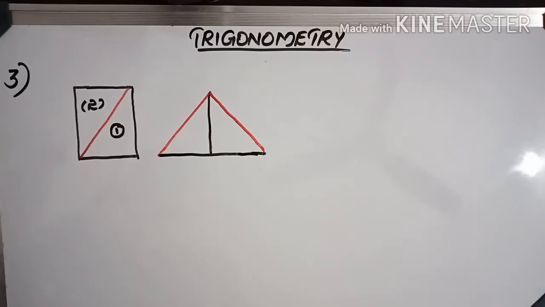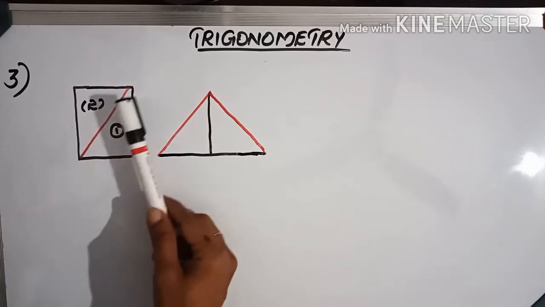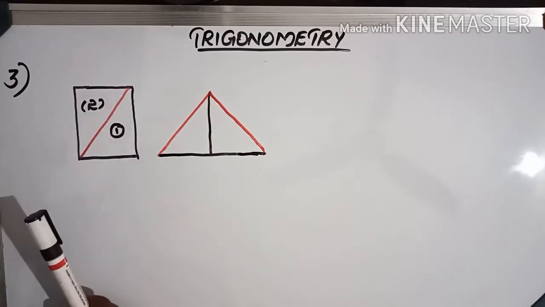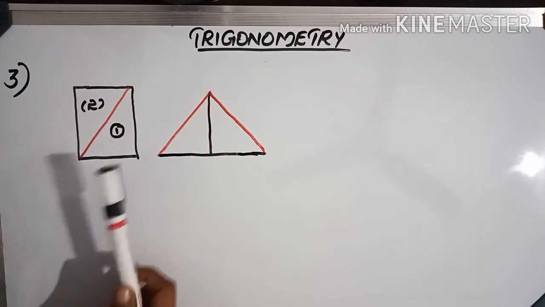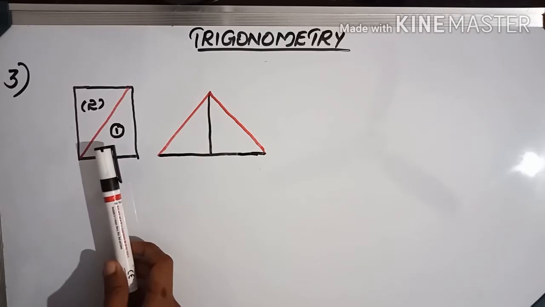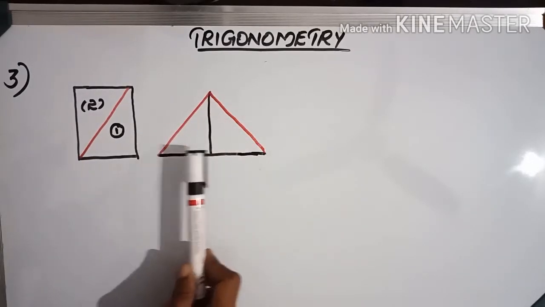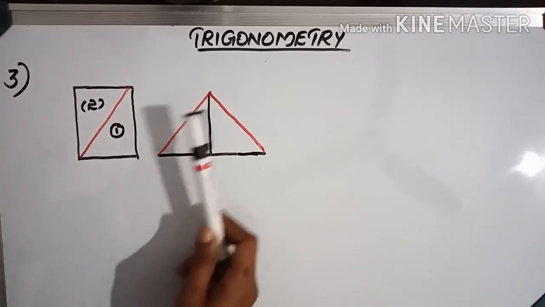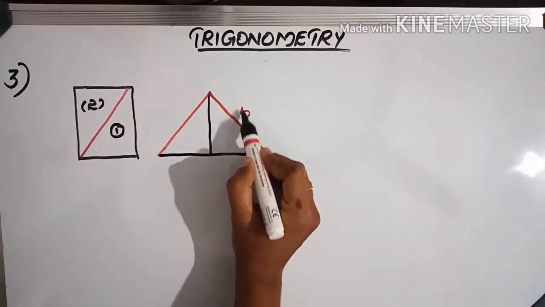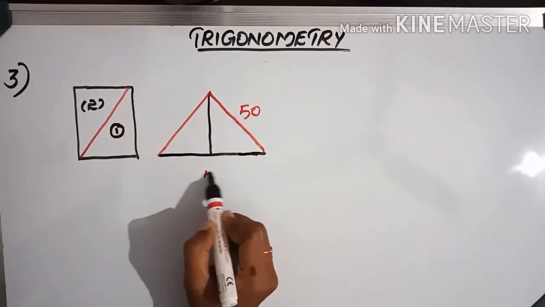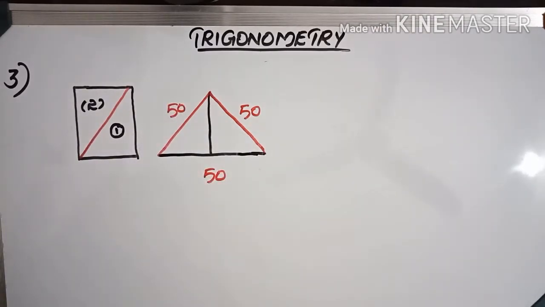Here in this question, a rectangular cardboard piece is cut into two pieces through the diagonal. This is the first piece and this is the second piece. Now by rearranging these two pieces, an equilateral triangle like this is formed. Now the sides of this equilateral triangle must be 50 centimeter. Equilateral triangle means we know all the sides must be equal. So here it is given the sides are 50 centimeter each.